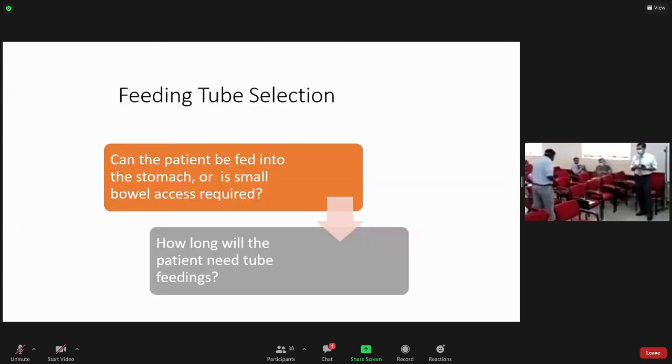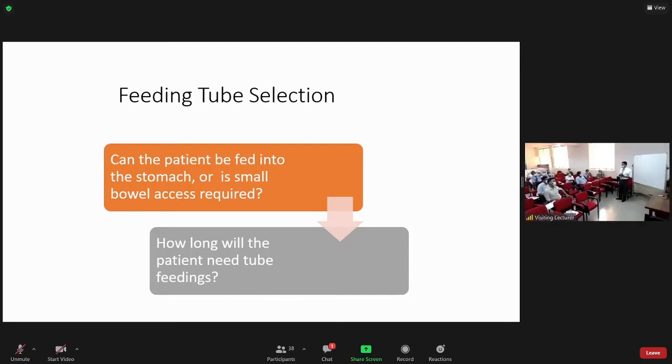Feeding tube selection. We have to see whether the patient can be fed into the stomach or small bowel. So depending on the feeding site, as said, we have to decide the tube. And how long we are going to keep the tube is also important. If it is for a long period, we don't use the nasogastric or nasojejunal tube. If it is more than 4 weeks, it is usually recommended to insert a PEG or PEJ.